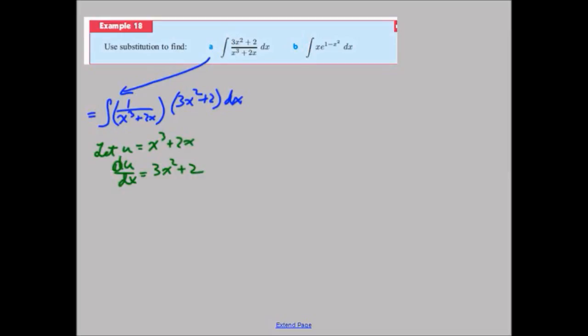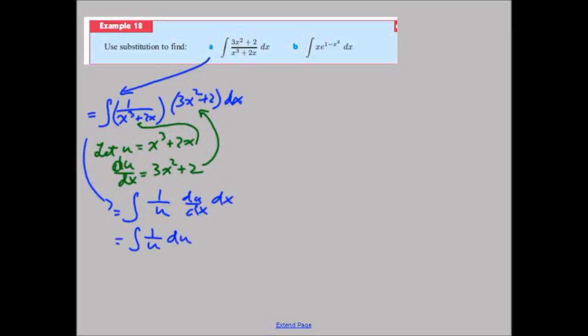And we've got some things to substitute here, that and this. So we equal 1 over u du/dx dx, 1 over u du. And we know that the integral of that is ln absolute value of u plus c. Substitute the u back in: ln absolute value of x cubed plus 2x plus c.